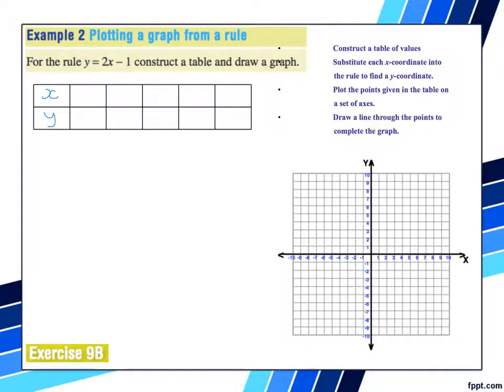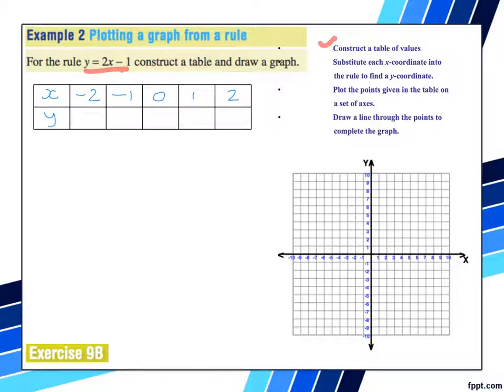Now I can choose any values because mostly those points will be anywhere on this graph. The easiest one I find is we're going to start with always -2, -1, 0, 1 and 2. So what we've done now is we construct the table of values, and now we're going to substitute each x coordinate into the rule, where this is our rule, and then we're going to find the y value.